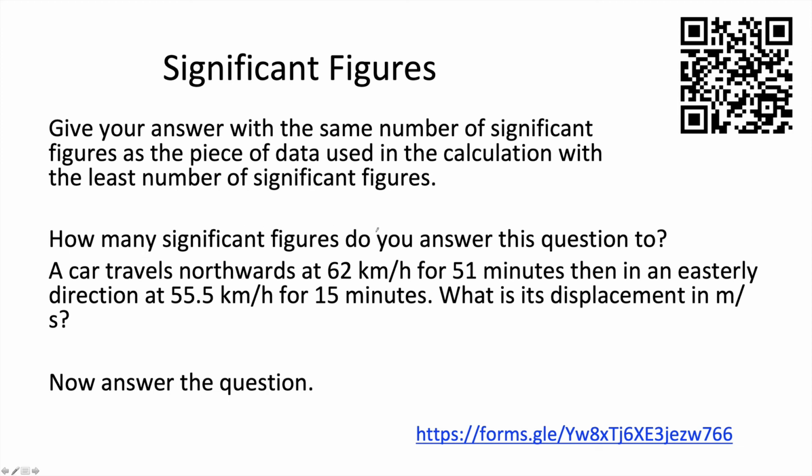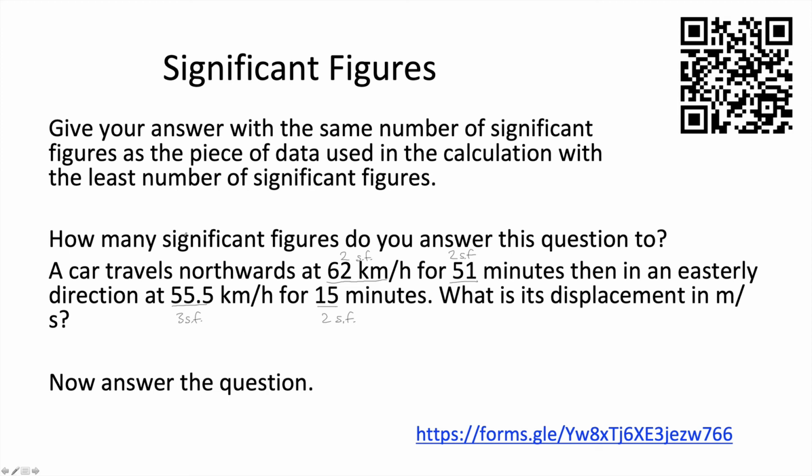So how many significant figures do you answer this question to? So a car travels northwards at 62 kilometers per hour. That's 2 significant figures. For 51 minutes. That's 2 sig fig as well. And then in an easterly direction at 55.5, that's 3 sig fig, kilometers per hour for 15 minutes. That's 2 sig fig. What is its displacement in meters per second?